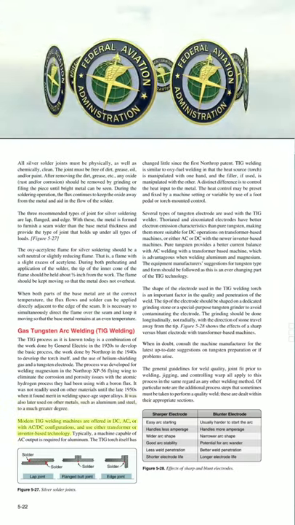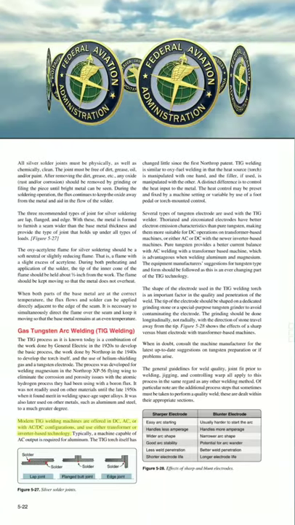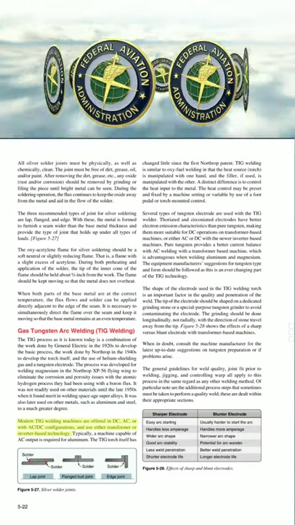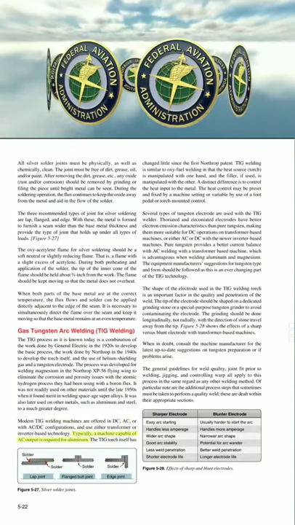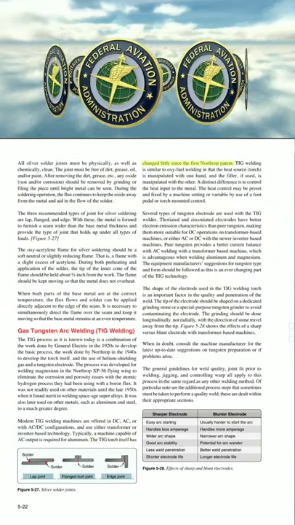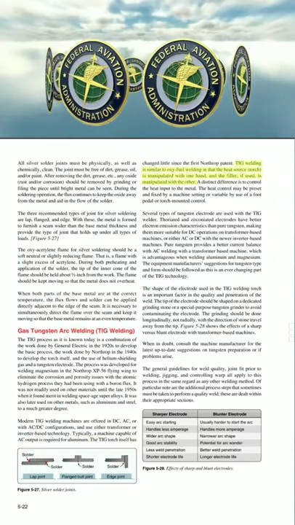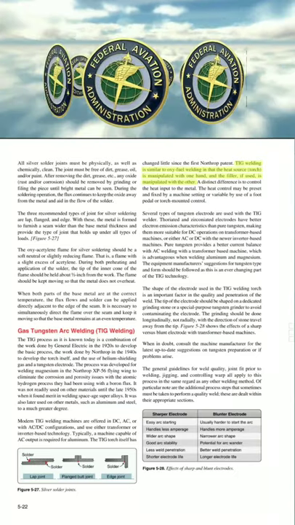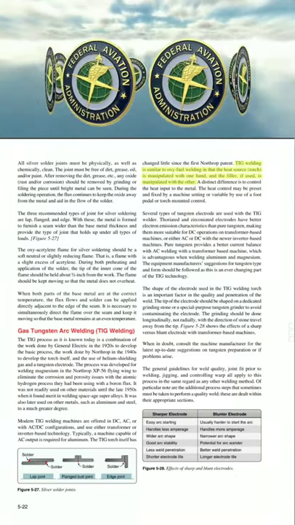Modern TIG welding machines are offered in DC, AC, or AC/DC configurations, and use either transformer or inverter-based technology. Typically, a machine capable of AC output is required for aluminum. The TIG torch itself has changed little since the first Northrop patent. TIG welding is similar to oxy-fuel welding in that the heat source, the torch, is manipulated with one hand, and the filler, if used, is manipulated with the other.